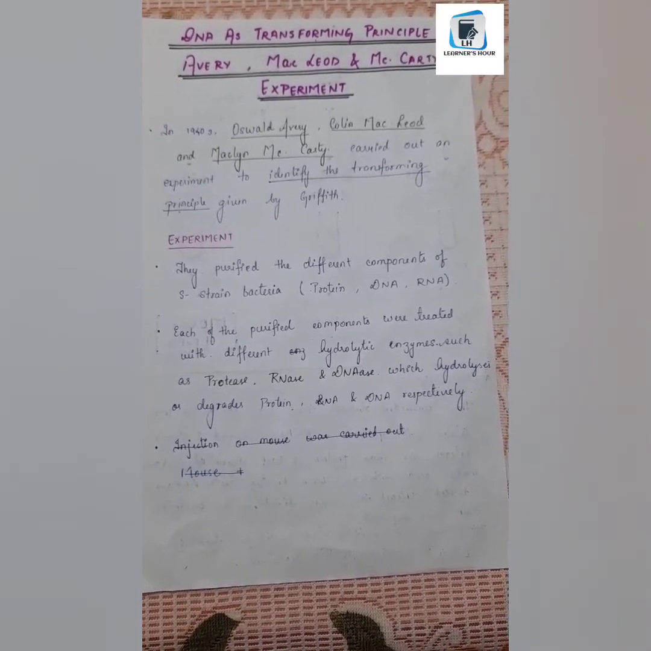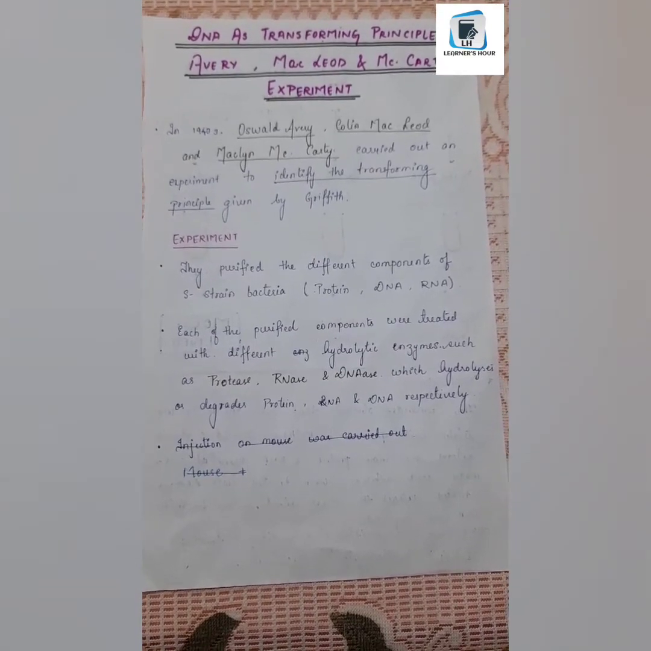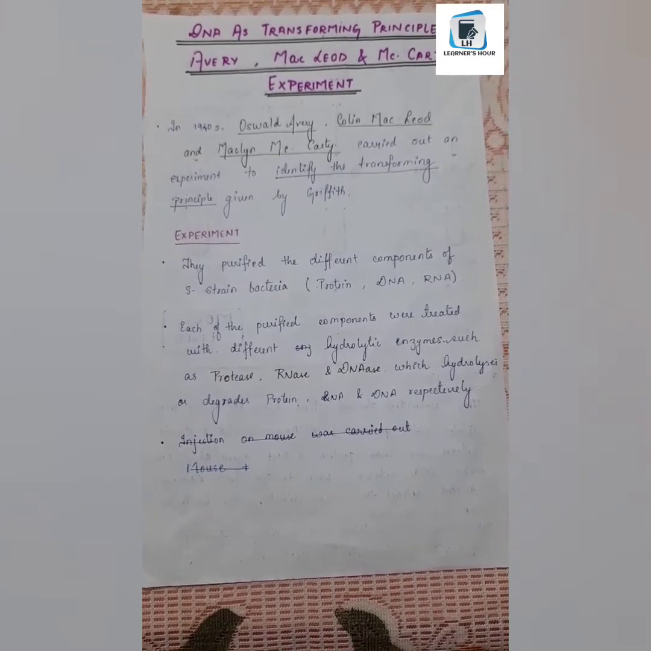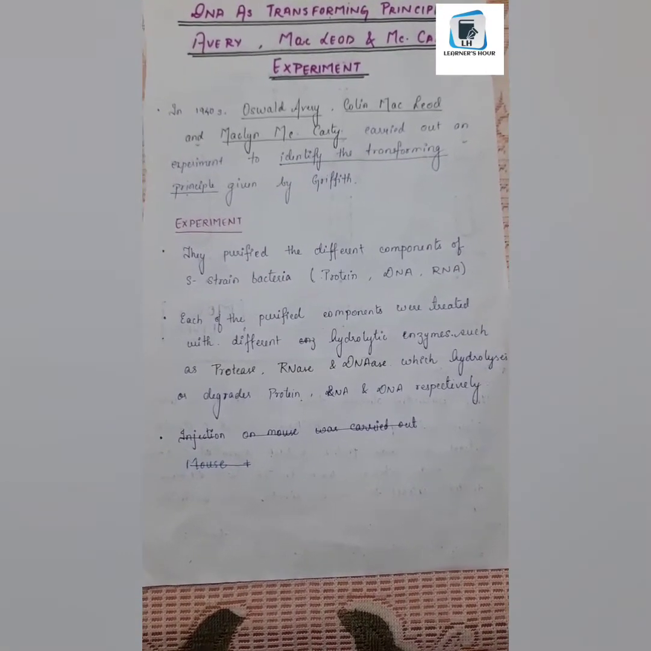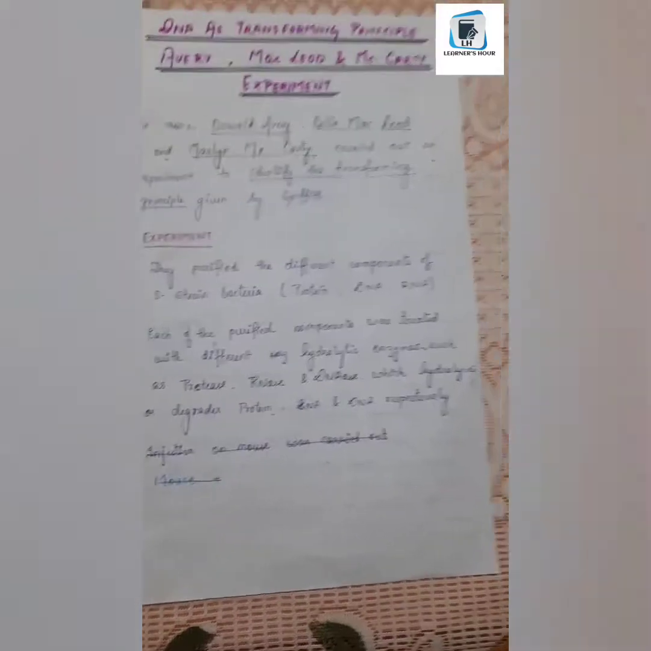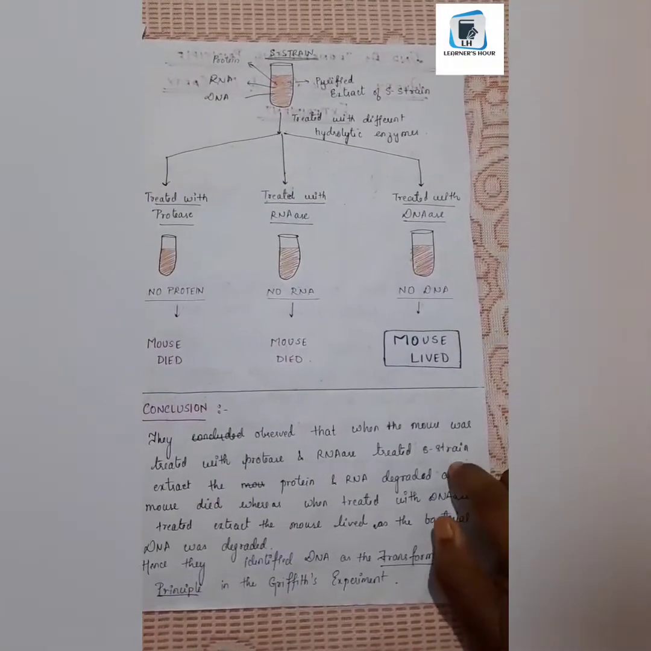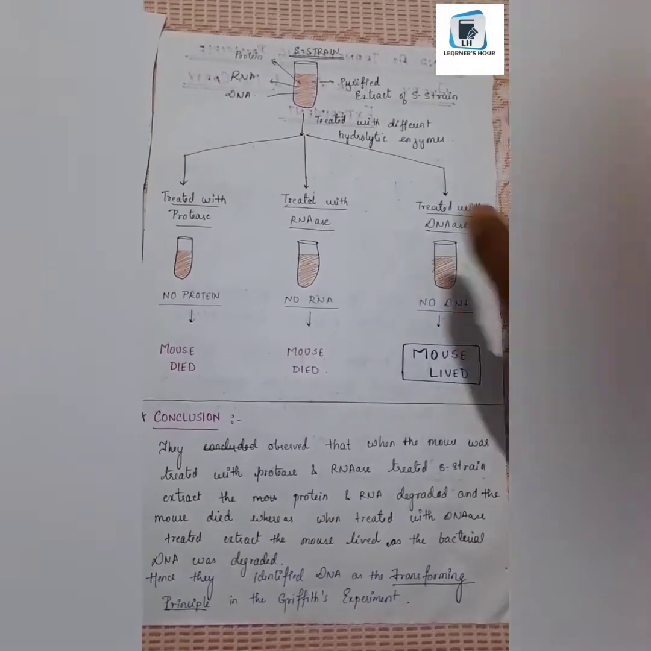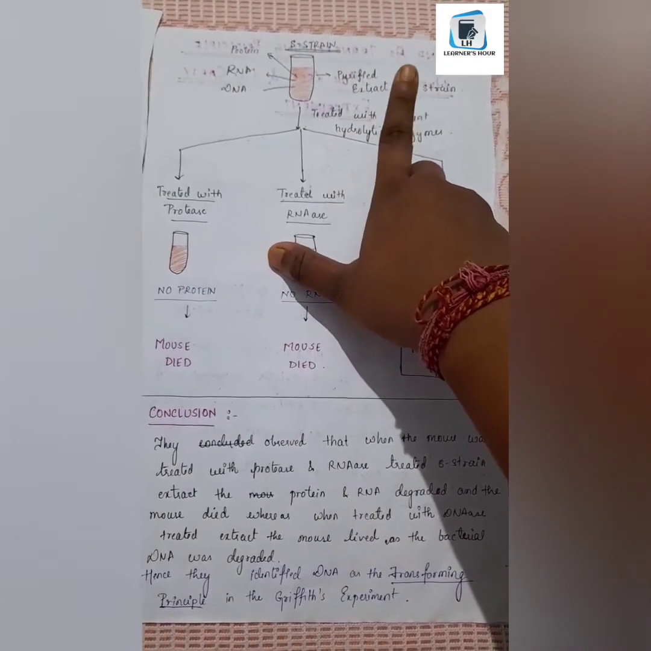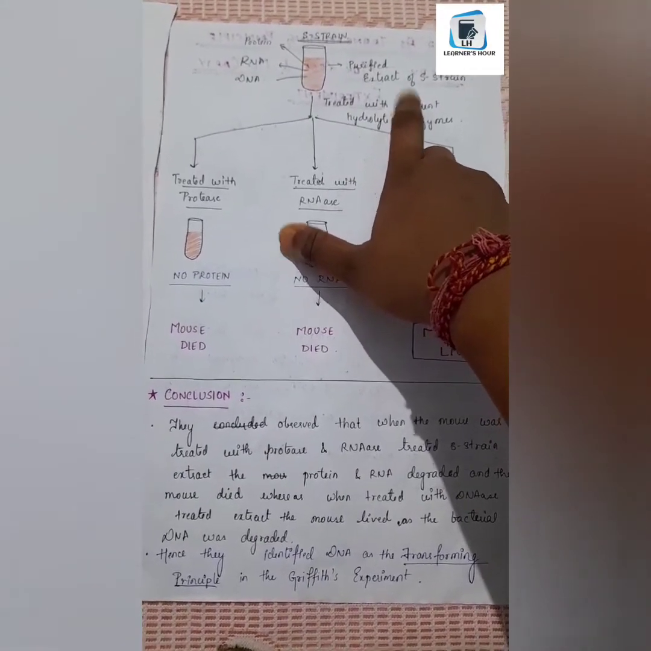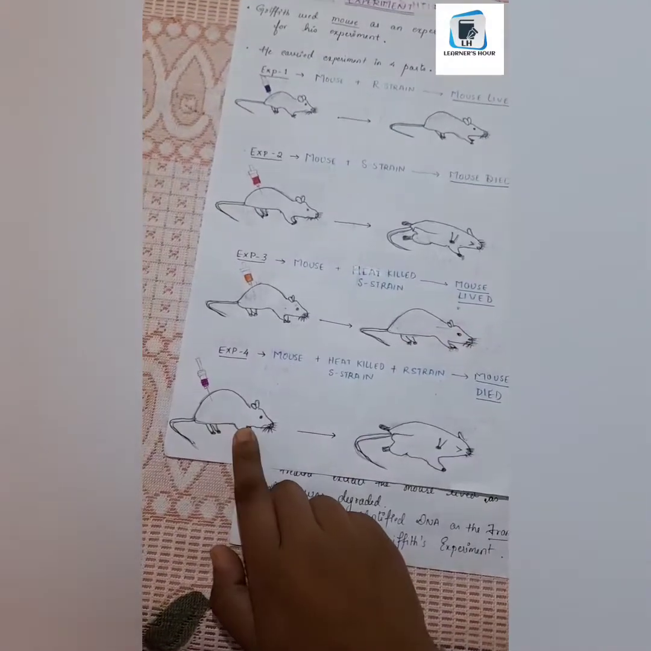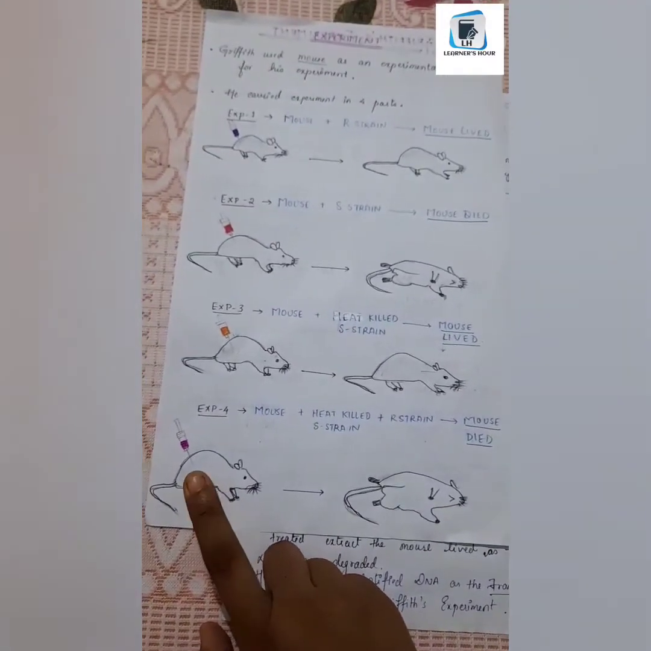These three scientists carried out a series of experiments to identify the transforming principle. So the experiment consists of various parts. In the first step of this experiment, the scientists prepared a purified extract of the S strain. Now, which S strain are we talking about? We are talking about the S strain cells found in the last mouse of Griffith's experiment.